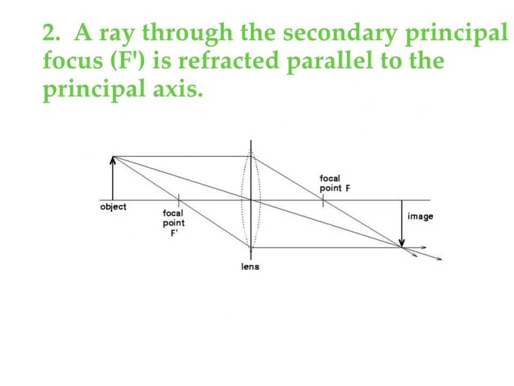Rule 2 states that a ray through the secondary principal focus, so that's the focal point that's on the same side of the lens as your object, will be refracted parallel to the principal axis. So this ray right here is showing rule number 2. We have a ray that is passing through F prime, the secondary principal focus. You draw that in a straight line until you hit the vertical axis of the lens right about there, and that ray is going to come out parallel. I can't draw straight lines on this app, so sorry about that, but that would be a straight parallel ray coming out the other side of the lens.